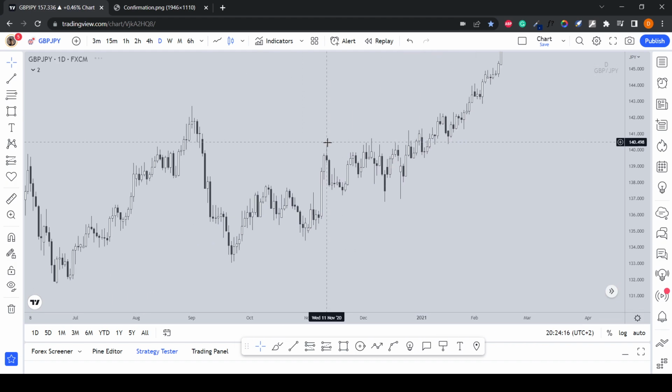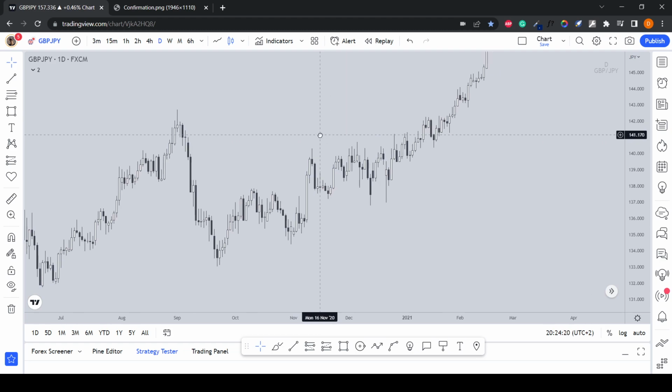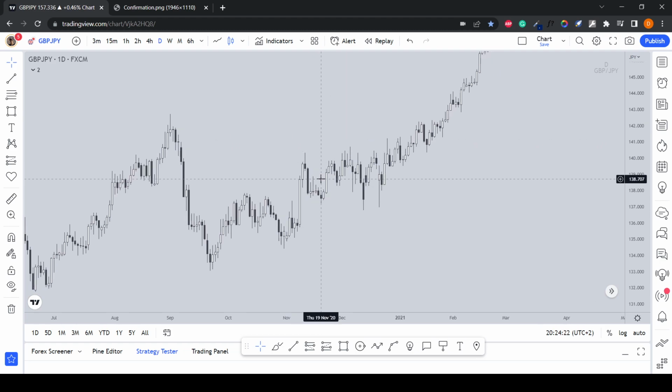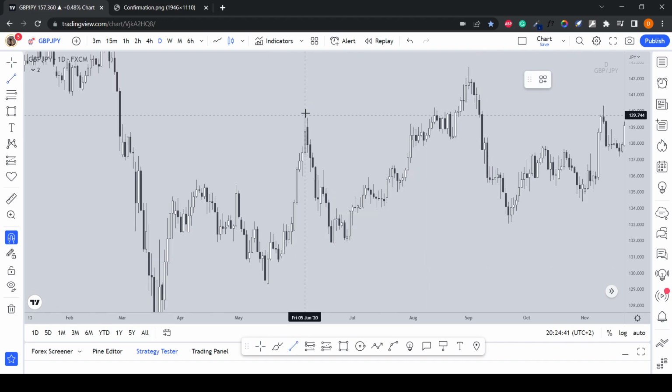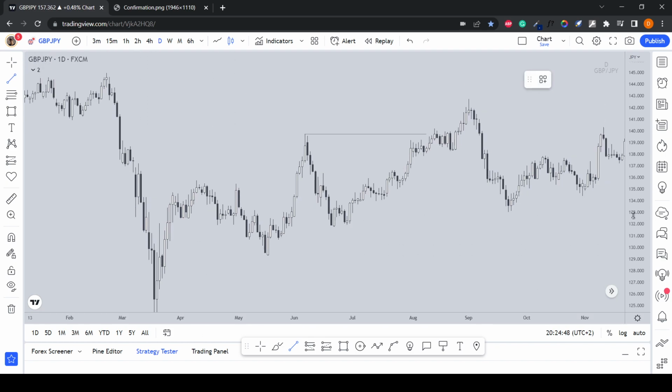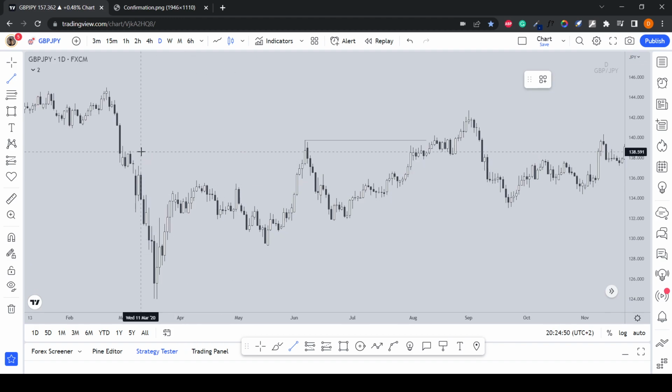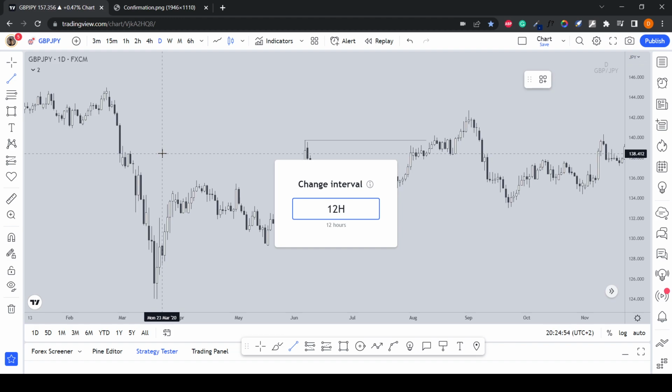Let's see one more example. This one could be nice. Price was moving like this. Oh, we will get stuck in this inside structure if we use that. Let's maybe switch time frames.